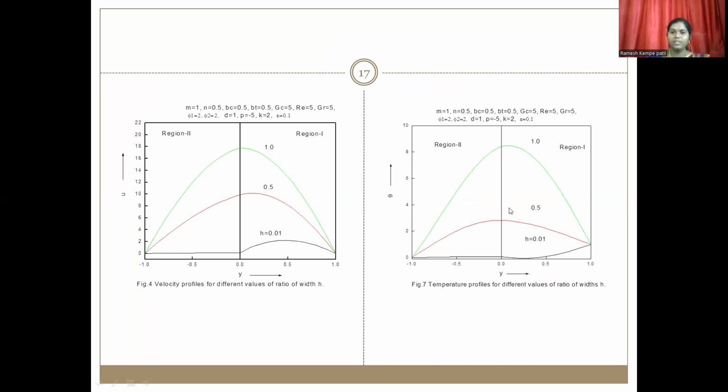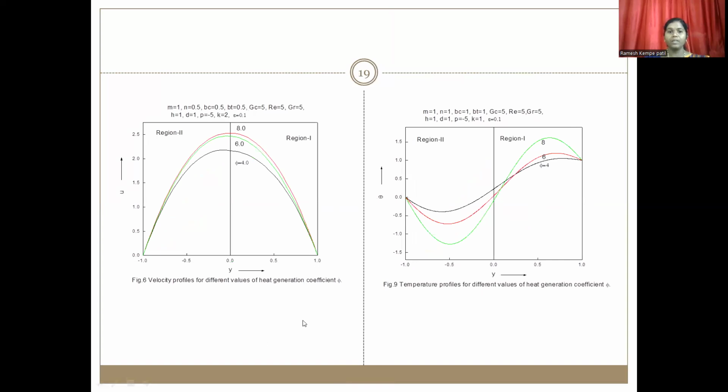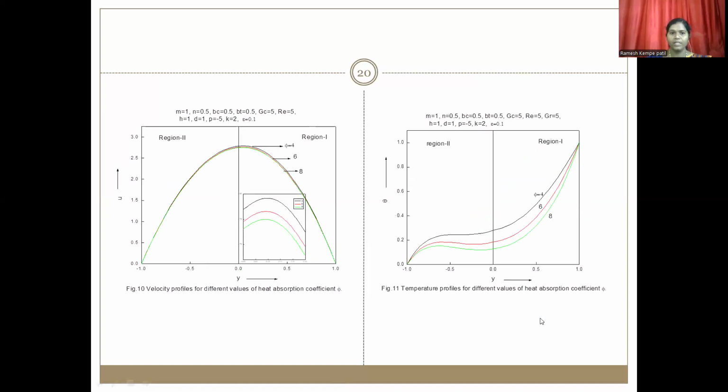Here, as the width ratio h increases, both velocity and temperature increase. Figures 5 and 8 show the velocity and temperature profiles for different values of thermal conductivity K. Here, as the thermal conductivity K increases, both velocity and temperature increase. Then figures 6 and 9 show the velocity and temperature profiles for the heat generation coefficient phi. Here we consider phi1 equal to phi2 equal to phi for simplification. As the heat generation coefficient phi increases, both velocity and temperature also increase.